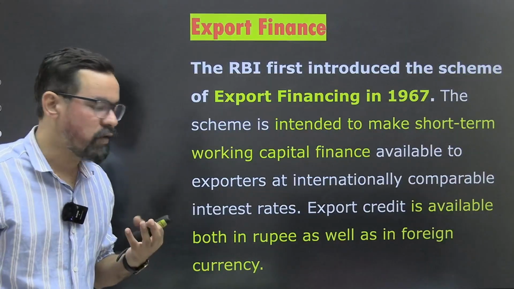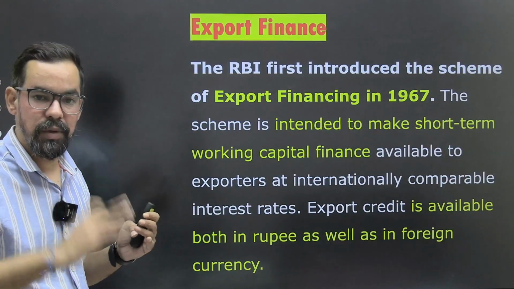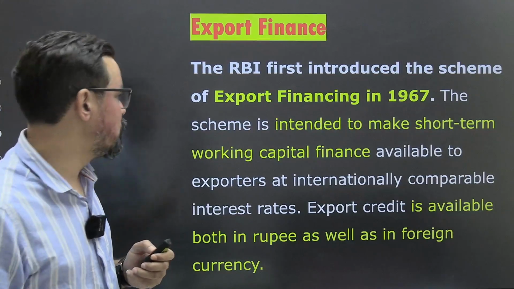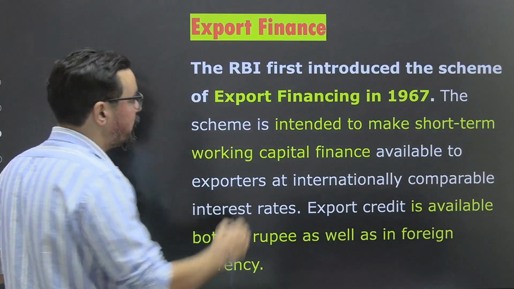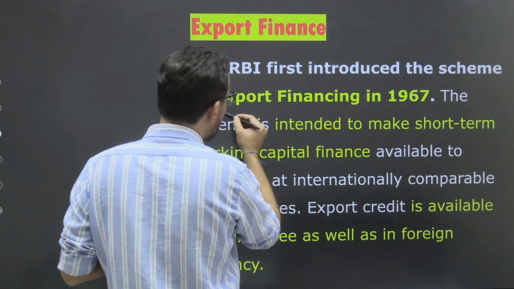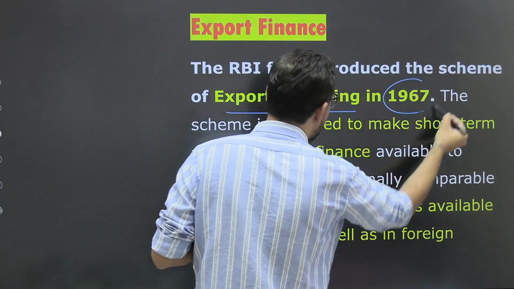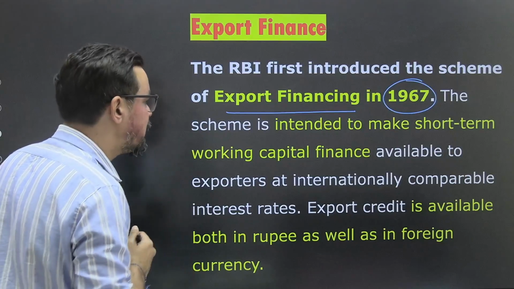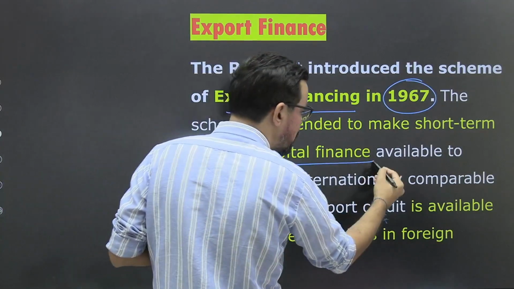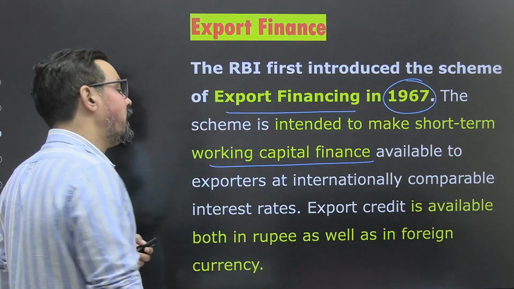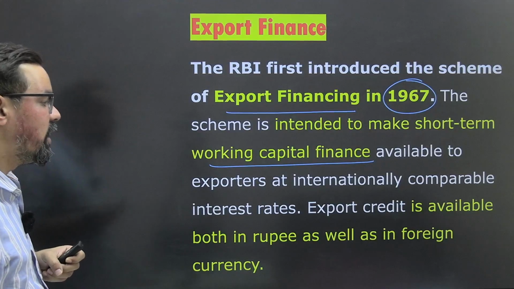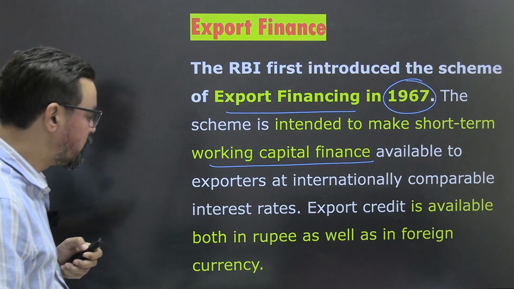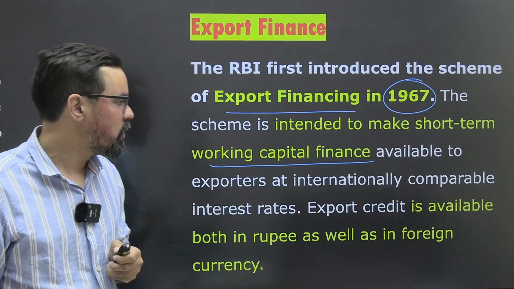For export finance, we have two types of facilities: pre-shipment, before the shipment, and post-shipment, after the shipment. The RBI introduced a scheme for export financing in 1976. The scheme is intended to make short-term working capital finance available to exporters at internationally comparable interest rates. Export credit is available both in rupees as well as in foreign currency.